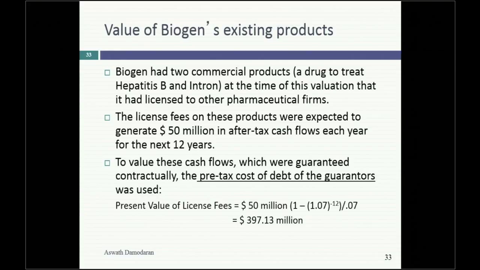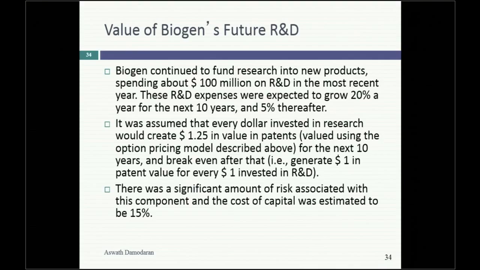So don't get too caught up in cost of capital, cost of capital, cost of capital. There will be some cases where you're not going to use that. 50 million, that's just the present value of an annuity formula. Present value for 50 million for 12 years at a 7% pre-tax cost of debt gives me 397.13 million. So that's the value of that first slice. The value of the second slice we already have, right? It's the Avenex. That's the only patent they hadn't developed yet.